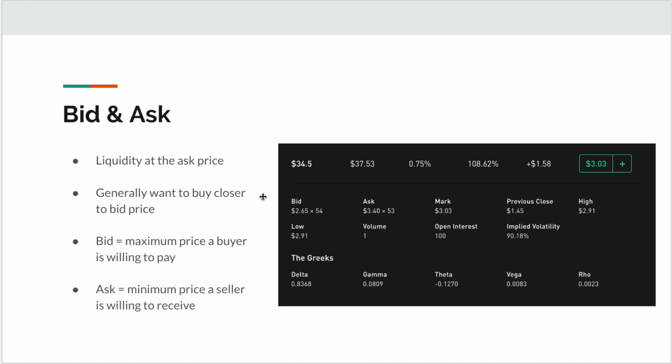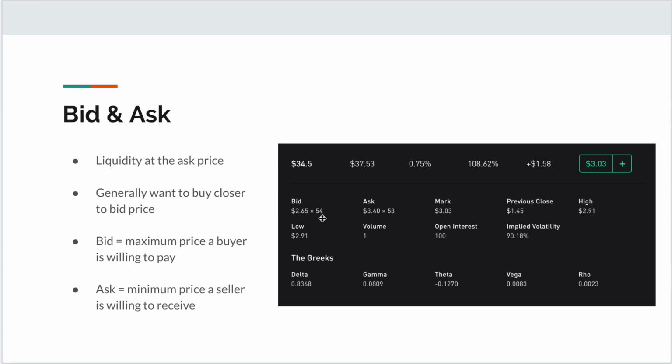So taking this back into the stock market, you are seeing a bid that's $2.65, as shown in this example, and the ask is $3.40. There are 54 people willing to pay $2.65, and there are 53 people asking for $3.40. Then you can see that there is not an agreement between both parties on how much this option is actually worth. Both parties are bidding way too low and asking way too high.